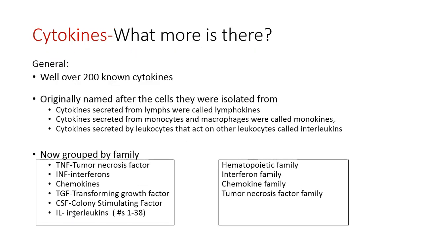In general, we know there are well over 200 cytokines in the human body. Originally, cytokines were named after the cells they were isolated from. So cytokines secreted from lymphocytes were lymphokines, from monocytes and macrophages were called monokines, and those cytokines released from leukocytes that act on other leukocytes were called interleukins. Makes sense, right?